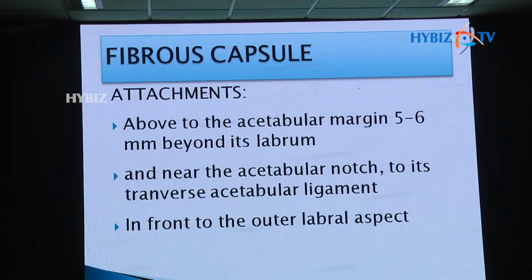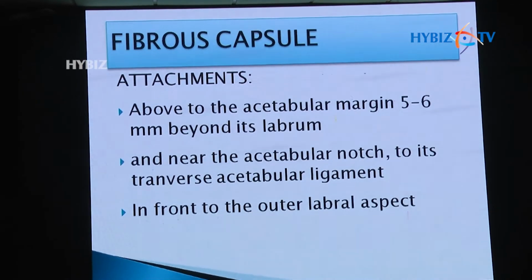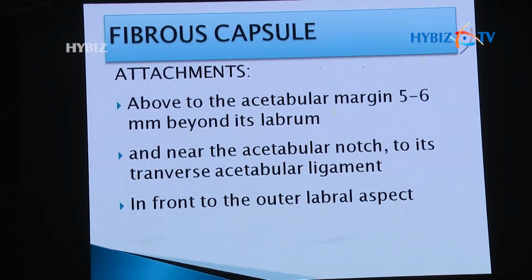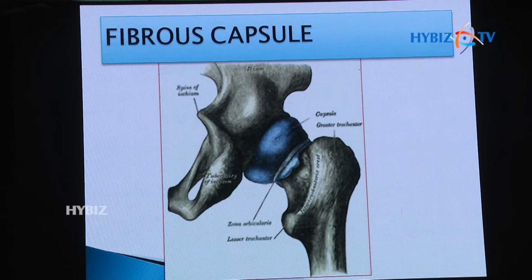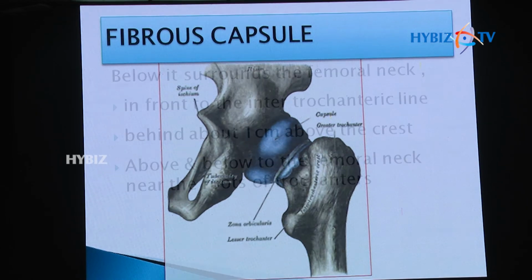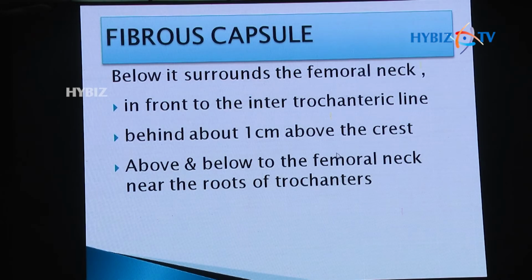The capsular ligament is attached above to the acetabulum and also just beyond the acetabular labrum. This picture represents the capsular arrangement of the hip joint. Below, in front, it is attached to the intertrochanteric line, and behind, above the intertrochanteric crest, typically along the roots of the greater and lesser trochanters.